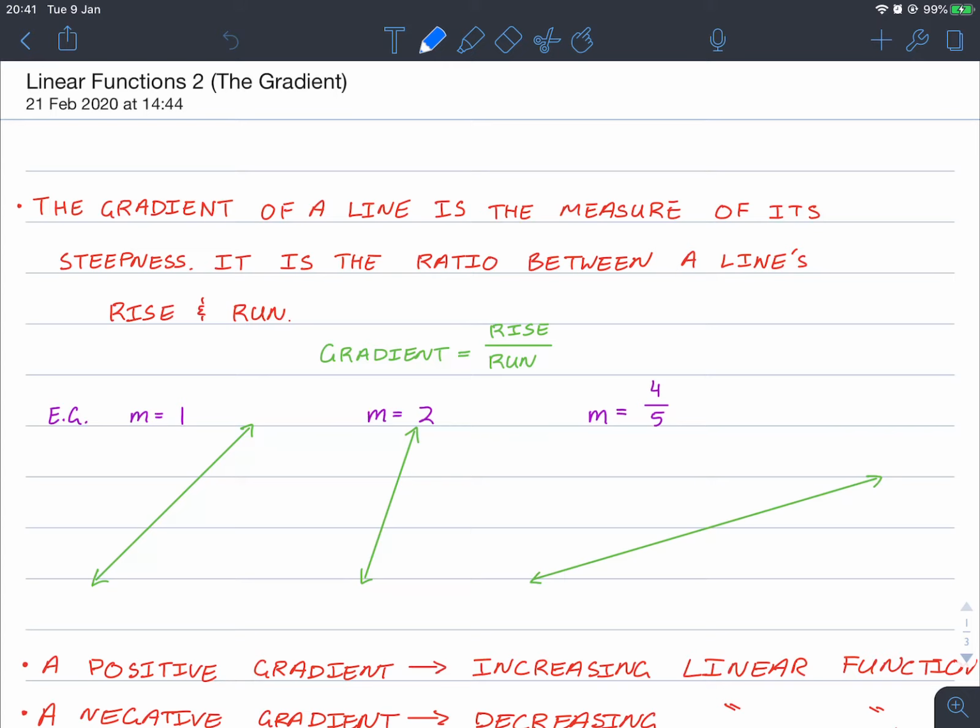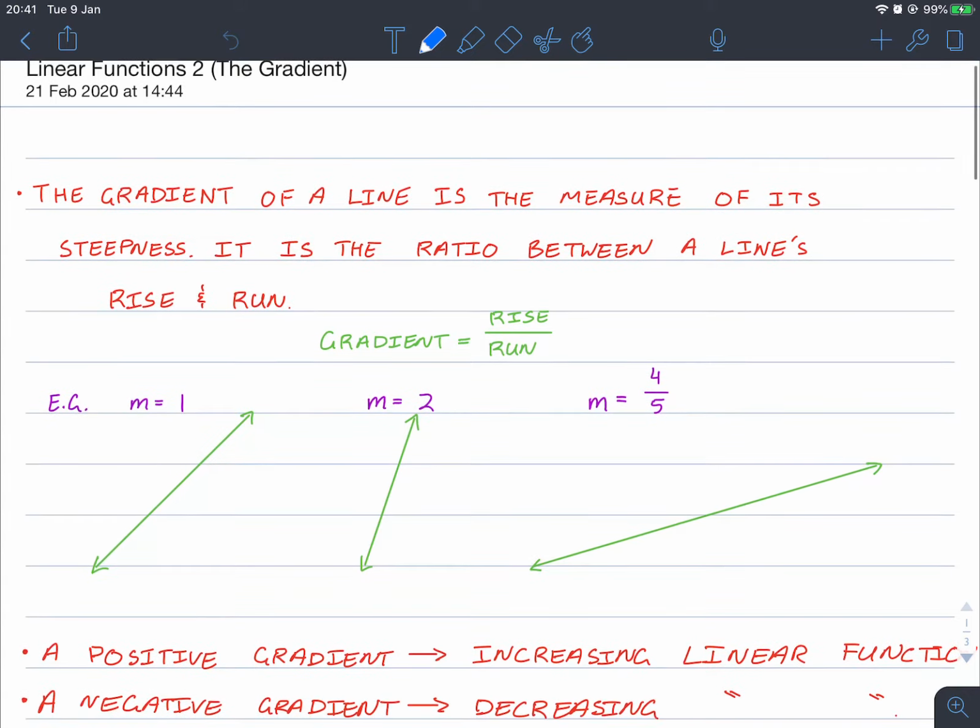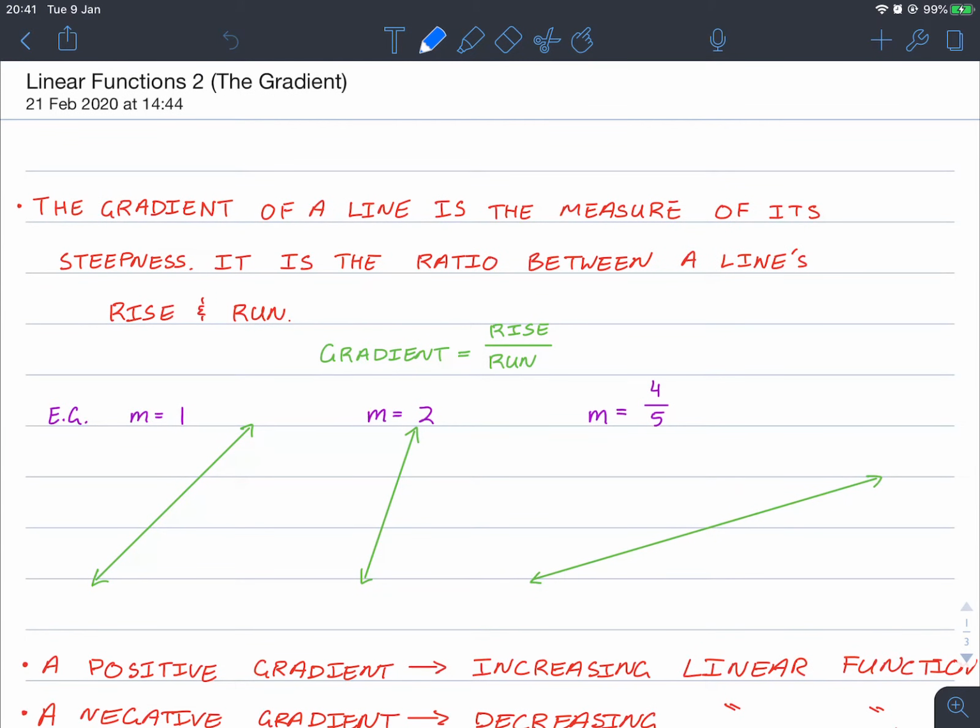In this video we'll be looking at the gradient. The gradient of the line is the measure of its steepness. It is the ratio between a line's rise and run. So gradient equals rise divided by run.